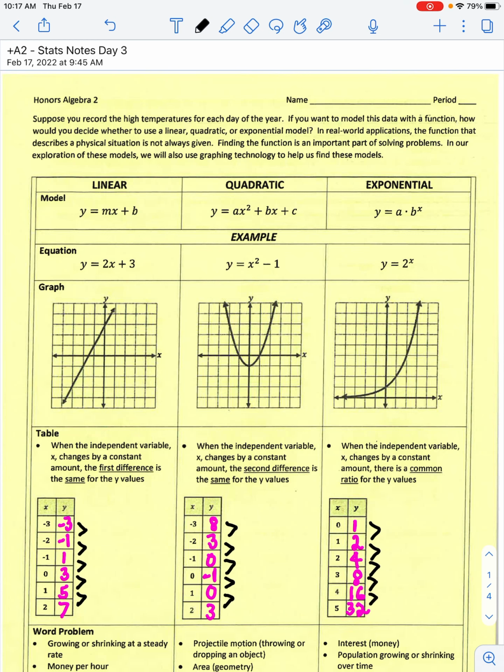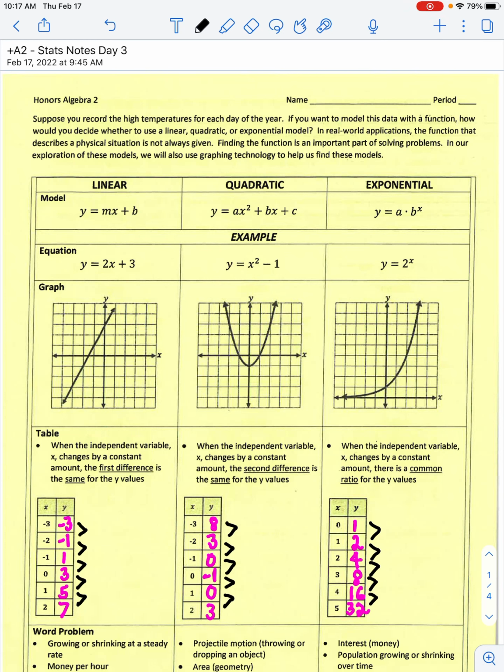In real-world applications, the function that describes a physical situation is not always given. Finding the function is an important part of solving problems. In our exploration of these models, we will also use graphing technology to help us find them. And we'll get into what is called linear, quadratic, and exponential regression, but that will happen next week. So today we just want to examine the 3 base models.